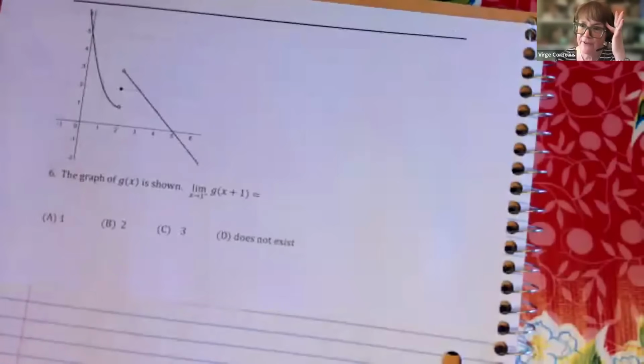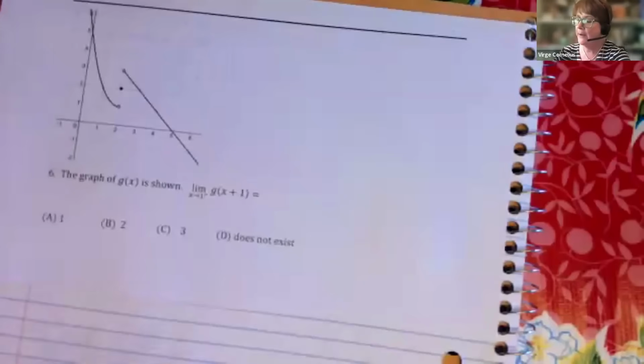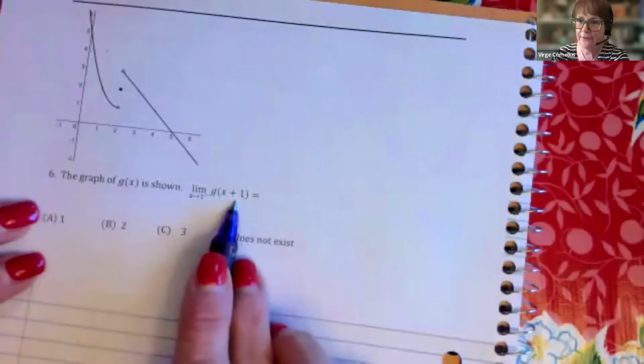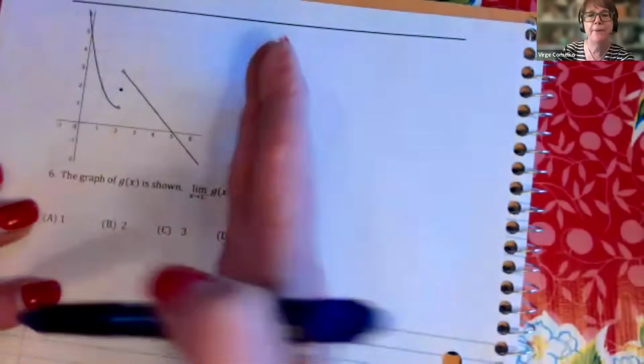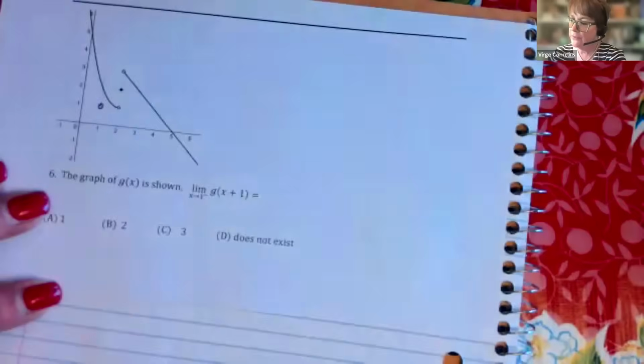Okay. So, actually, I totally don't think about it that way. I think about shifting this graph. I'm going to do it my way. I do a u sub, u equals x plus 1. So I'm going to think about this as a shift to the left. I'm going to take my entire graph and bump it to the left by 1. So that means that I have an open circle now at 1, 1 instead of 2, 1.